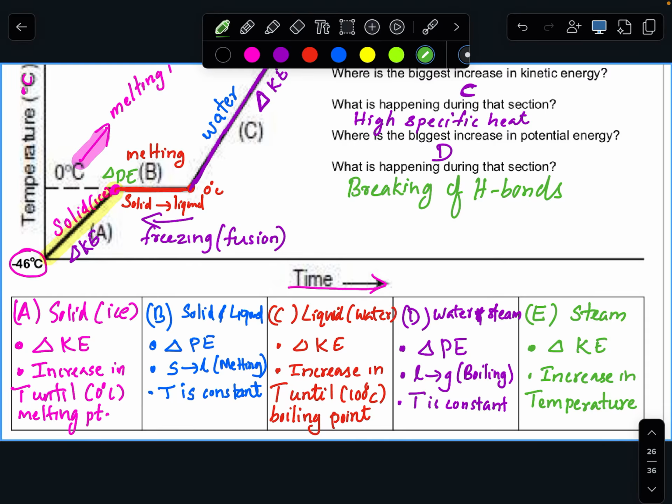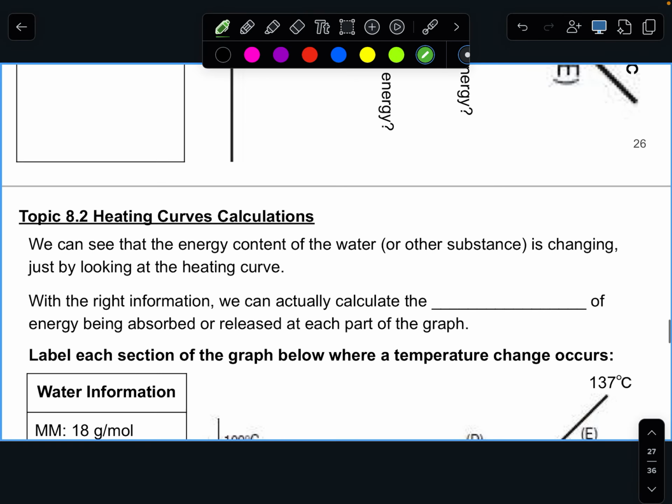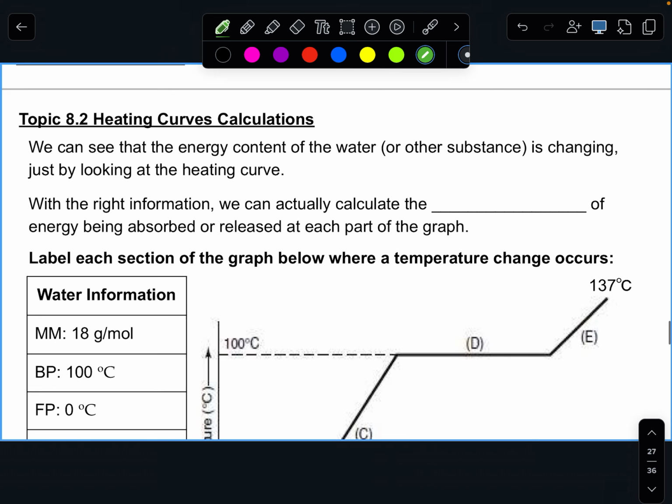Now we are going to apply that here. Heating curve calculation. It's very easy. See, just focus and understand. This one is very easy because all the formulas you already know. You know how to calculate. We already learned everything. Just scaffolding the question, that is the only problem.